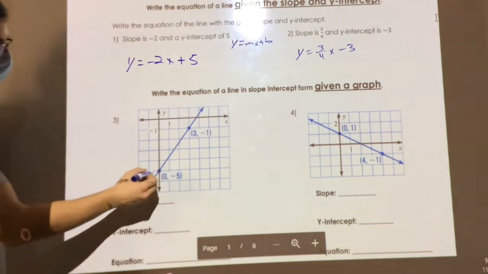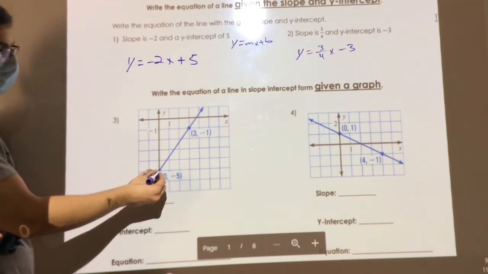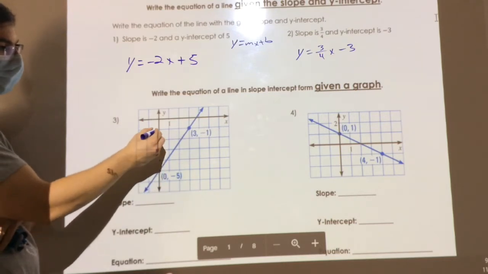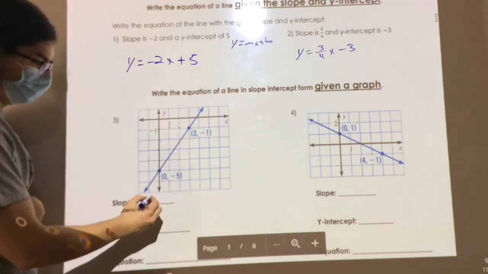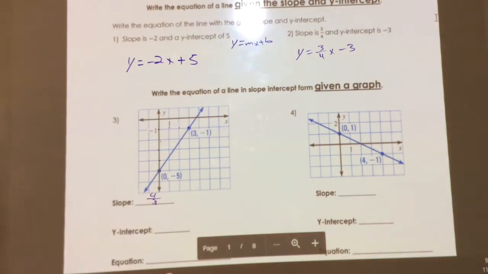So I'm going to start at this point right here. Everybody with me? Slope in its most basic form is rise over run. So I'm going to go up 1, 2, 3, 4. Then over 1, 2, 3. 4 over 3. Questions on that one? All right, Nathan, what's my y-intercept of this one? Negative 5. Do we agree?